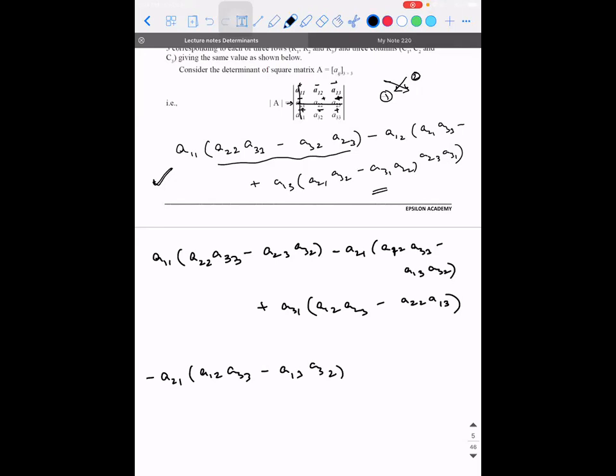Then plus A22 into what? A11 into A33 minus A13, A31. Then minus A23. So minus A23, what is it? A11, A32 minus A12, A31. Okay. So all these are the outputs of the determinant of A.